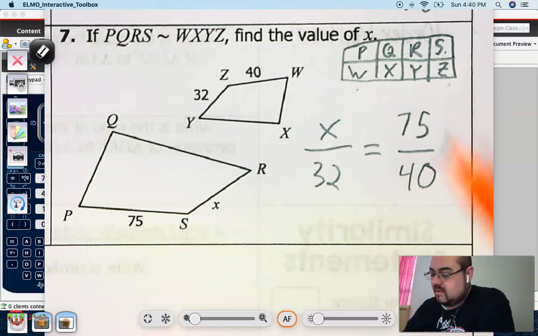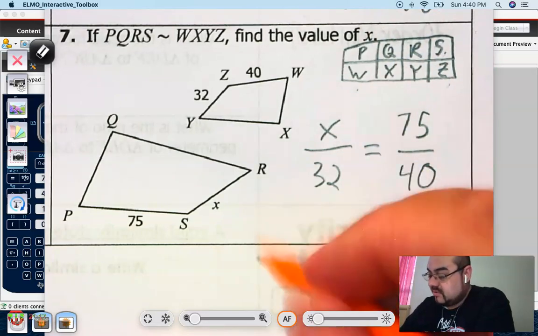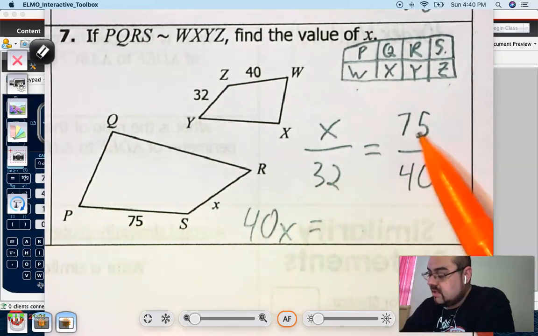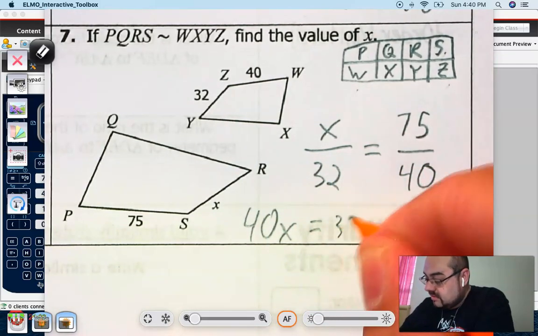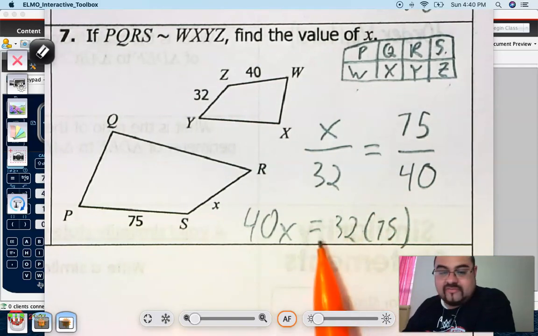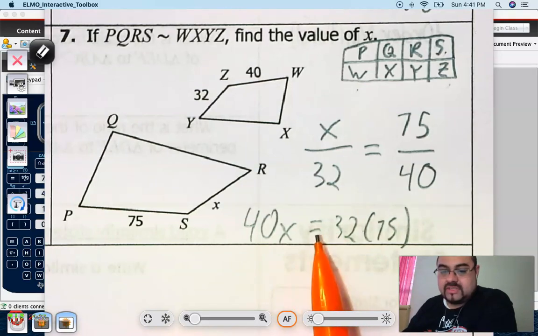Okay, all right, in that case, let's go ahead and take the cross product. X times 40 is 40x, and then we have 32 times 75. Again, if you want to solve by hand, you can definitely solve this by hand. I'm not going to do that on the video because I want to keep the video a little bit shorter. I know my last video was pretty long, so I'm just trying to keep them a little bit shorter. So let's go ahead and put this into nsolve, and then we'll get the answer.